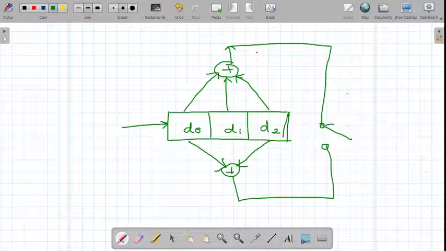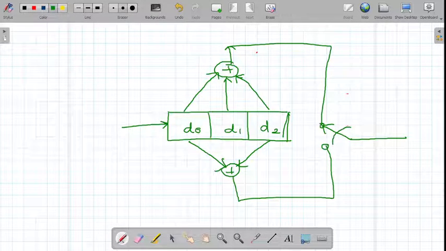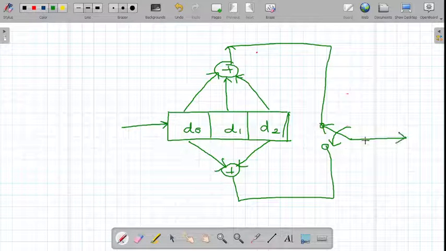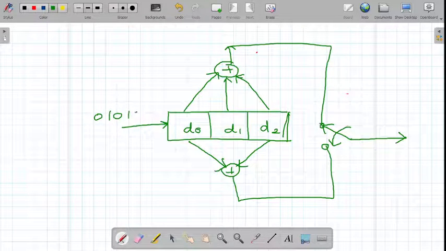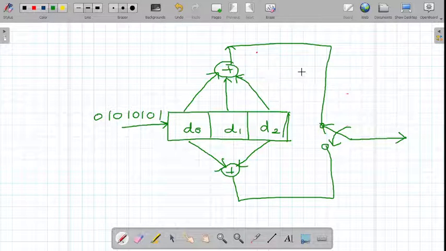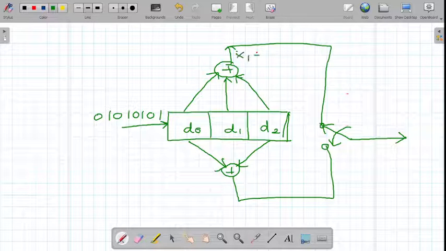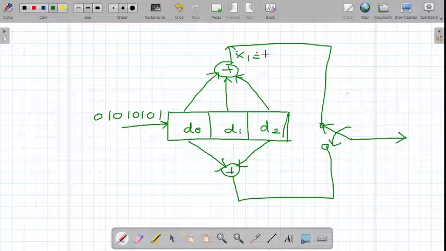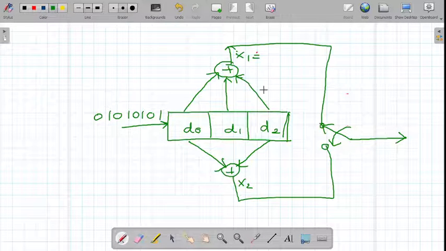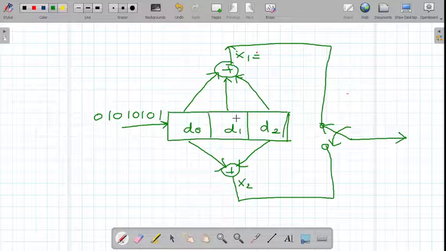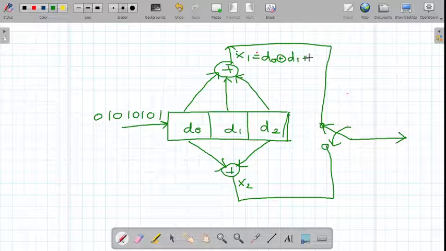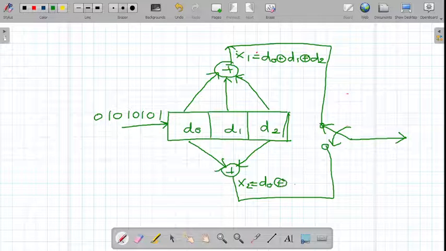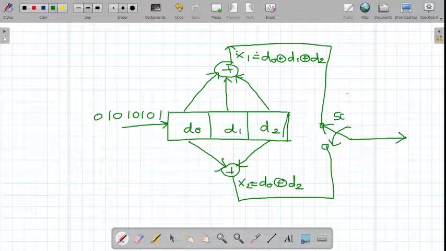Here a switch is connected and here we will get the output. Now the input bit sequence is 0, 1, 0, 1, 0, 1, 0 and 1. The output of the first modulo 2 adder is x1 and here it is x2. Now x1 is the XORing of D0, D1 and D2, so I can write x1 equals D0 XOR D1 XOR D2. Here I can write x2 equals D0 XOR D2, and here there is a switch.